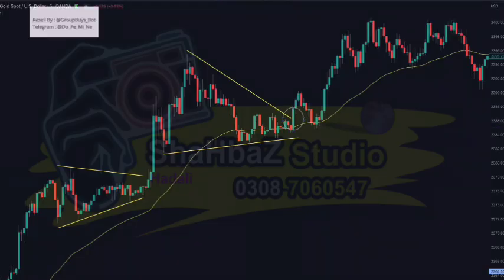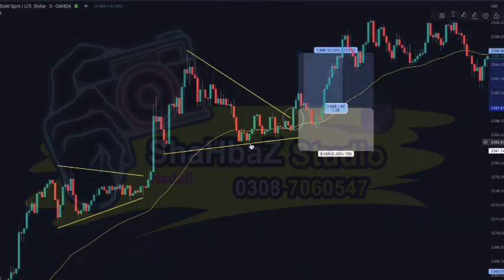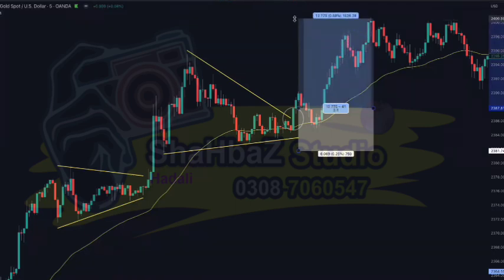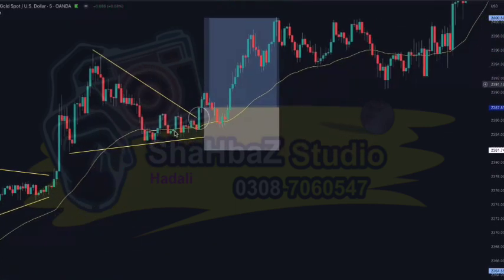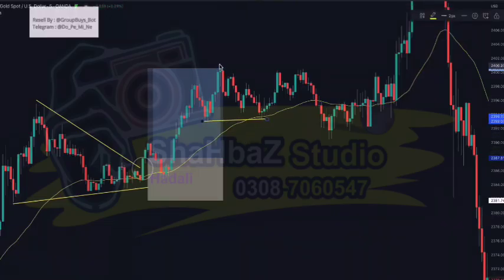So we can enter here at this point, right? Where is stop loss? Just below it, right? And where is target? At least 1:2. This is our target. Press enter here, and this is exit. Again, what are you looking at here? Same thing happening here. The market momentum is bullish, and this is another flag pattern created here.